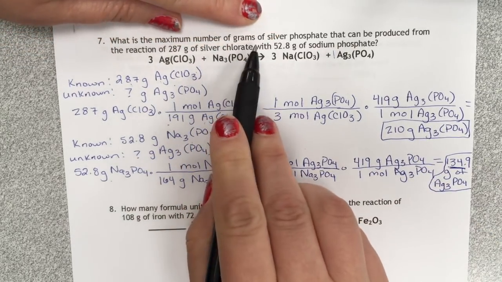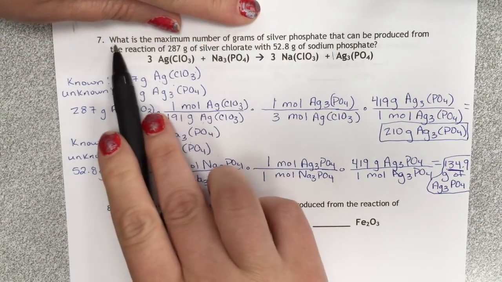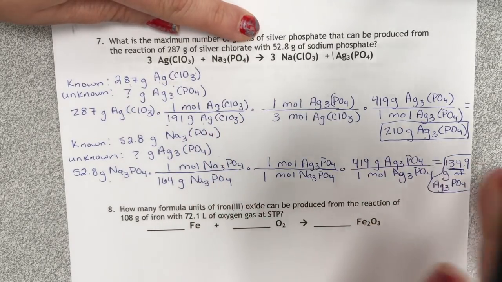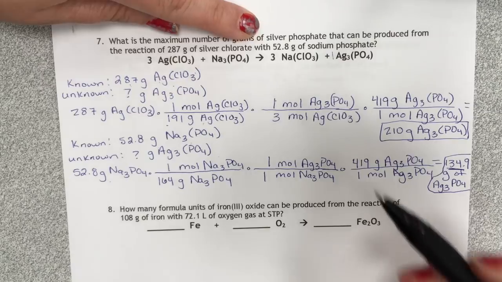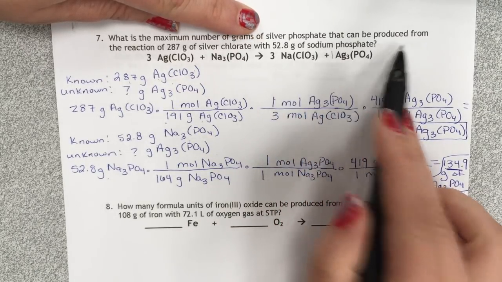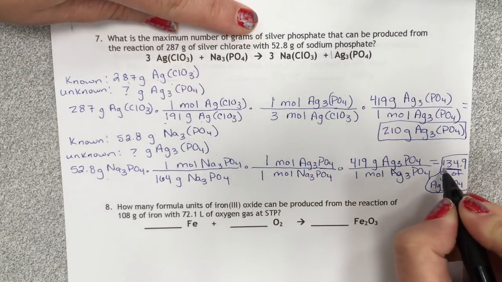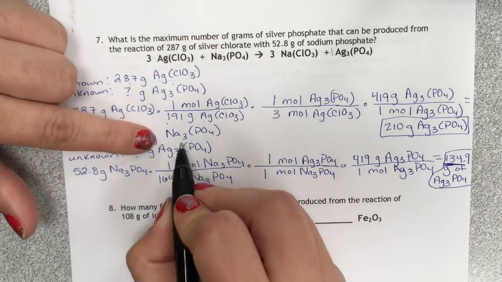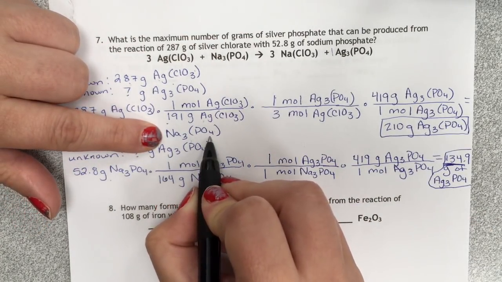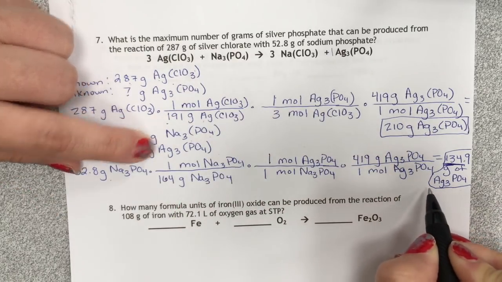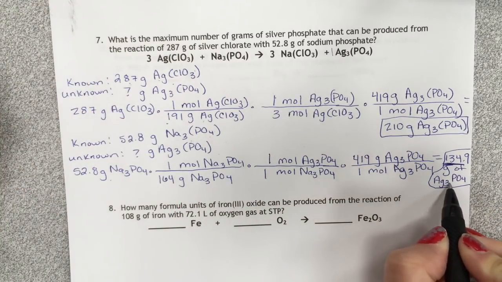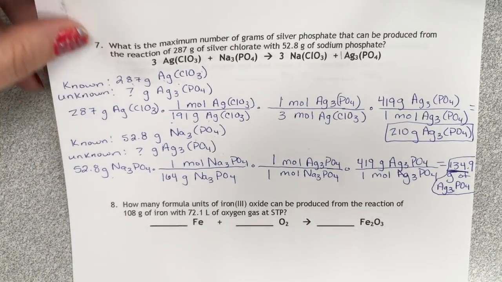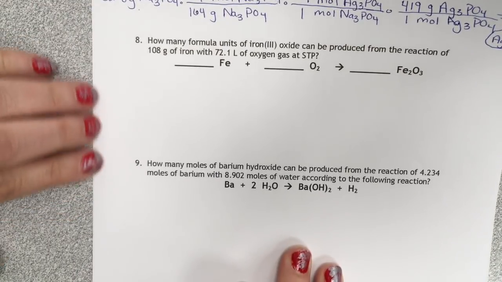So make sure you read your question too. The question is, what is the maximum number of grams of silver phosphate? It's not asking for limiting reactant, it's not asking for excess, it's asking for the maximum number of grams of silver phosphate that can be produced. That's this. This is the maximum number. If it asks for limiting reactant, we would say sodium phosphate, okay? But it's not. It's asking for the maximum number able to be produced of this. So that's the answer. Okay, moving on.